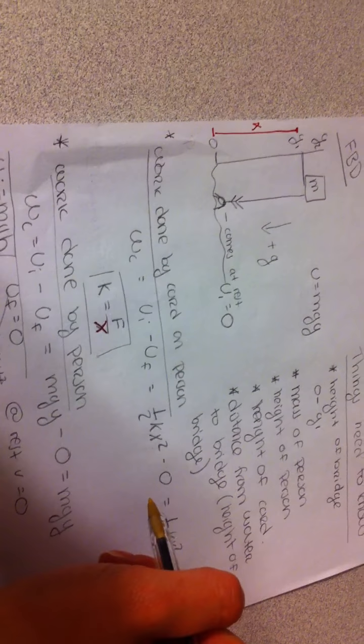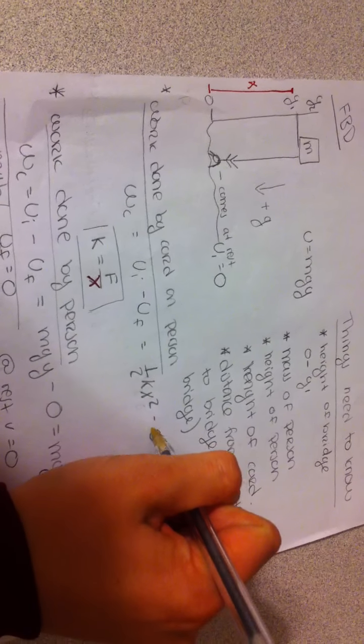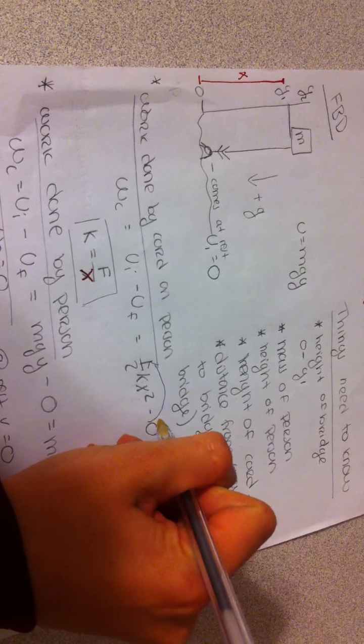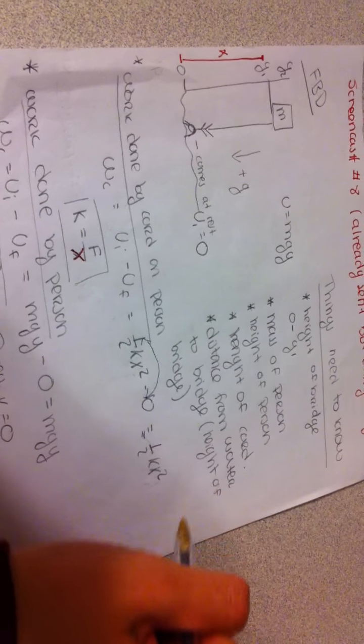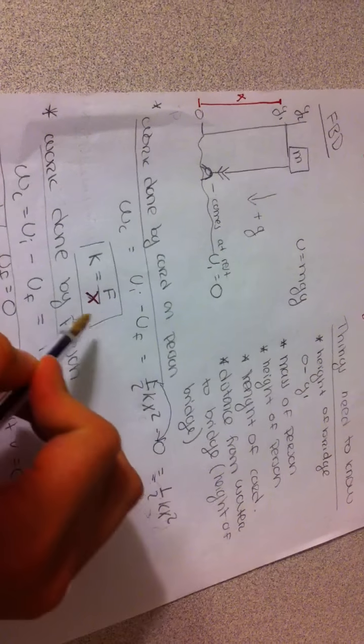Actually, I have these kind of flipped. At the top, it's going to be 0. At the bottom, it's going to be 1/2 k x squared. That's work done by a string. So actually, this right here is going to be flipped, and this is going to be negative. So it's going to be negative 1/2 k x squared. K is going to equal force over x. So now I know that I need to know the distance and I need to know the force.